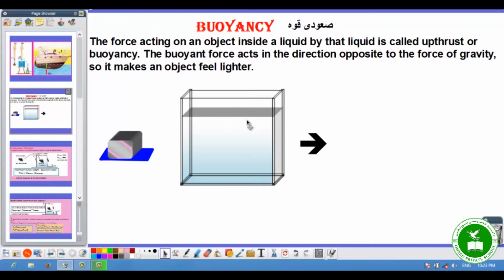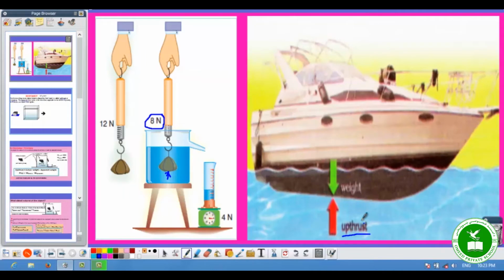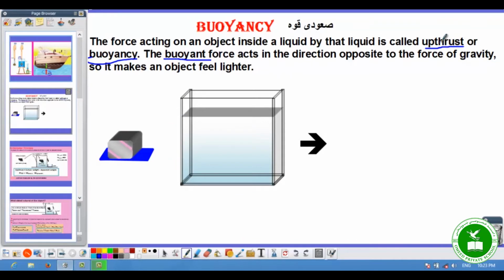The force acting on an object inside a liquid by that liquid is called upthrust force or buoyancy. We can say upthrust force, buoyancy, or buoyant force. This force has different names: upthrust, buoyancy, or buoyant force. Basically this is a force which is applied by a liquid on an object inside that liquid.